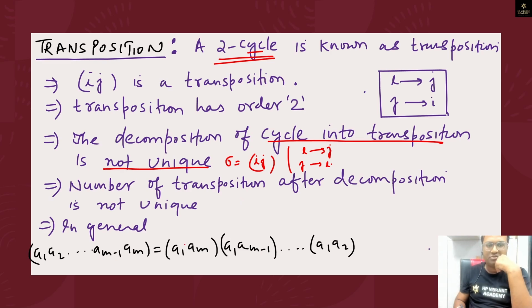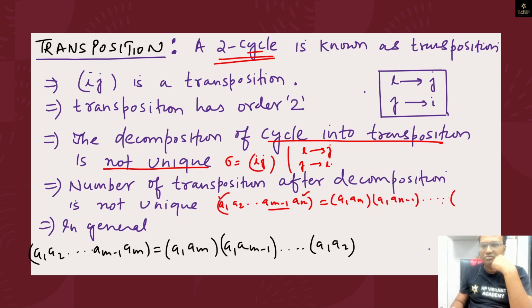ओके, तो ट्रांसपोजिशन को कैसे ट्रांसपोजिशन में कन्वर्ट करते हैं, जैसे (a1 a2 ... am-1 am) ऐसा दिया हुआ है. ठीक है, इसको कैसे करोगे, तो फर्स्ट एलिमेंट और लास्ट एलिमेंट को ले लो. तो (a1 am), देन फर्स्ट एलिमेंट और सेकेंड लास्ट, तो दिस इज (a1 am-1) लाइक दिस. और लास्ट क्या होगा, (a1 a2). ये सब क्या है, टू साइकिल है. These are two cycles. This is a transposition, this is a transposition, this is a transposition.